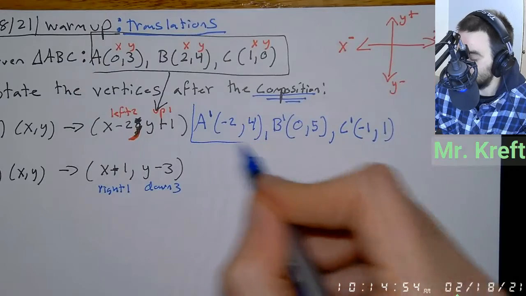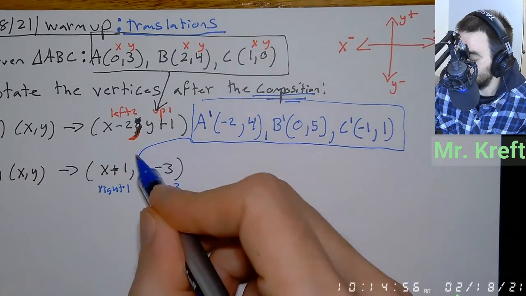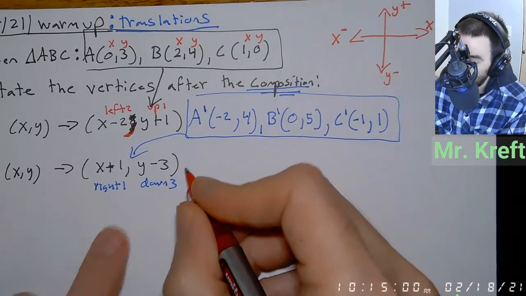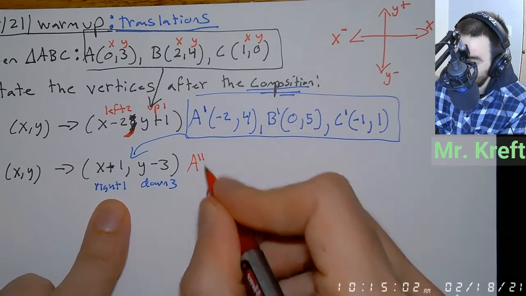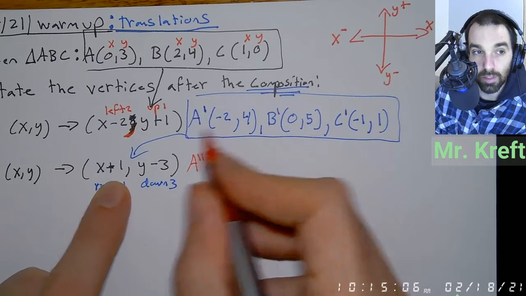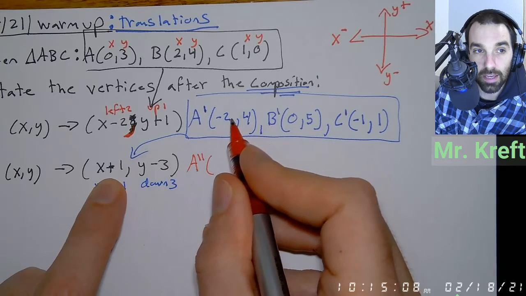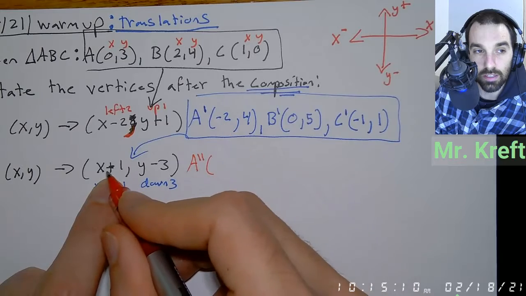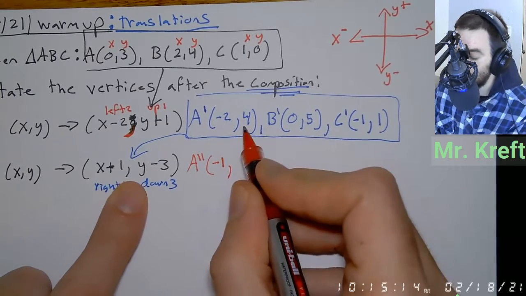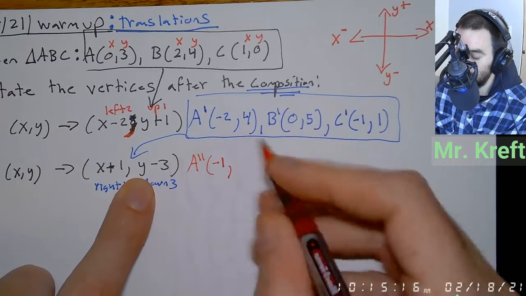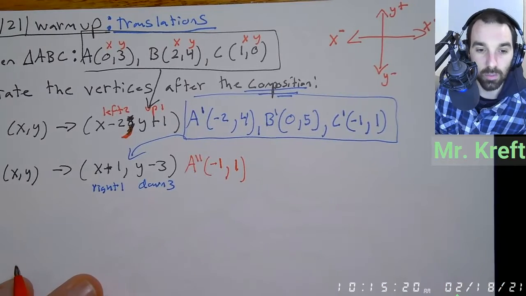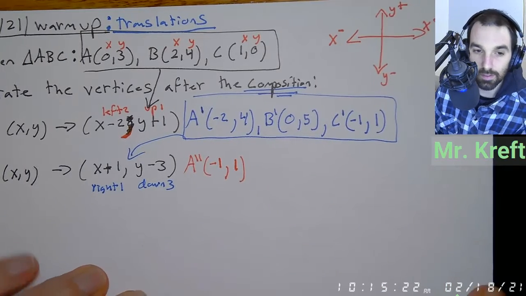And then what we're going to do now is we're going to take our prime and we're going to plug it into here. Okay, so I'm going to get a double prime. That's where I'm going to take a prime and plug it in. So my x for my a prime is -2. So -2 plus 1 is -1. The y for my a prime is 4. 4 minus 3 is 1. Okay, so there's my a double prime.